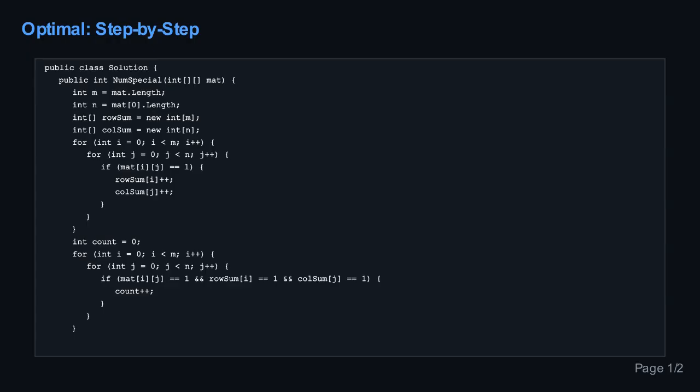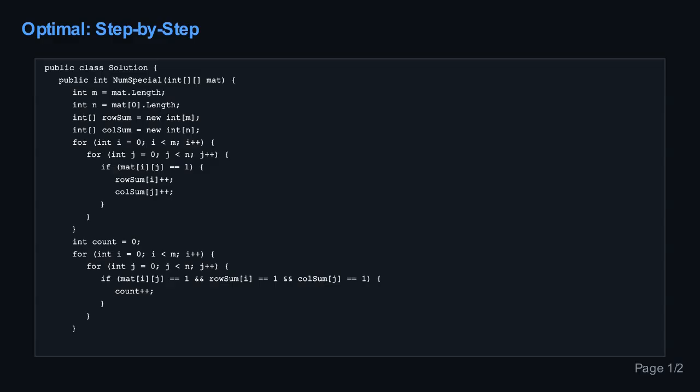First pass, at 0 0, it's a 1. Row 0 sum becomes 1, column 0 sum becomes 1. At 1 2, it's a 1. Row 1 sum becomes 1, column 2 sum becomes 1. At 2 0, it's a 1. Row 2 sum becomes 1, column 0 sum becomes 2. Notice column 0 now has 2 ones. All other cells are 0, so sums remain unchanged.